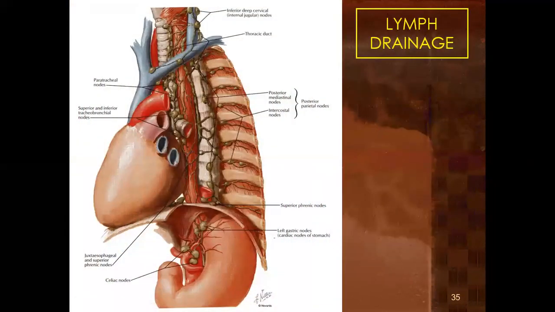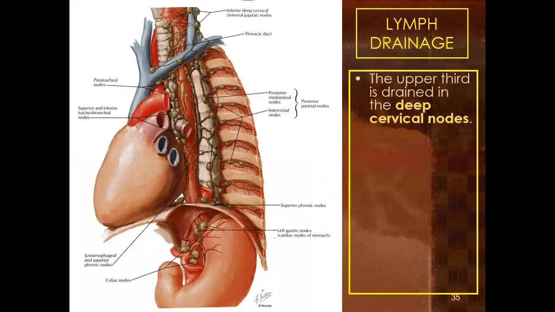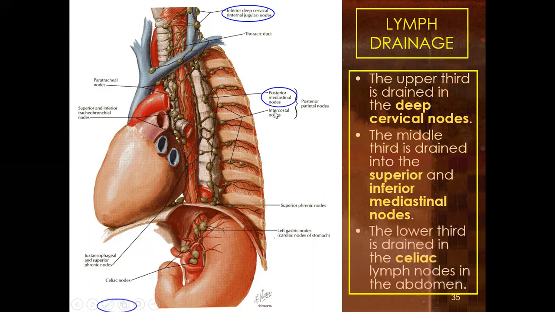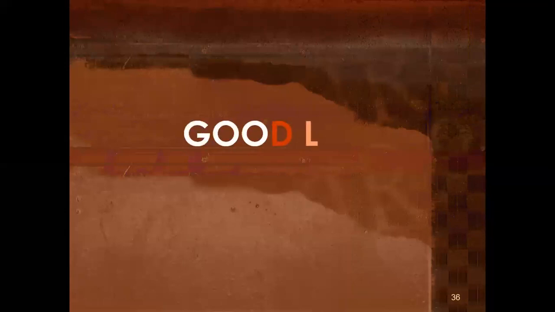Now coming to the lymphatic drainage. Lymphatic drainage is also divided into upper one third, middle one third, and lower one third. The upper one third, which is in the neck, is drained by the deep cervical group of lymph nodes. The middle one third by the superior and inferior mediastinal group of lymph nodes, para-tracheal and para-aortic groups of lymph nodes, and the lower one third, which is in the abdomen, by the celiac group of lymph nodes. So this is the lymphatic drainage. So this is all about the oral cavity, the tongue, the pharynx, and the esophagus.